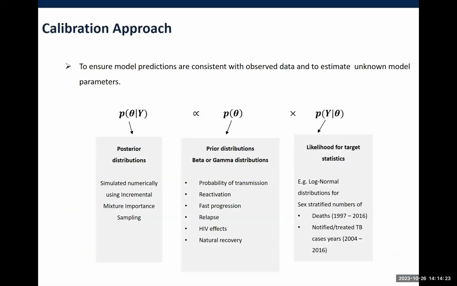We used a Bayesian calibration approach to ensure that our model estimates are consistent with the data that we find from various reports, and to also estimate parameters that are unknown or have uncertainty. Posterior distributions for these various factors are simulated numerically using incremental mixture importance sampling.